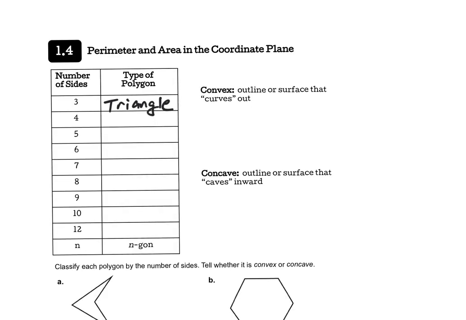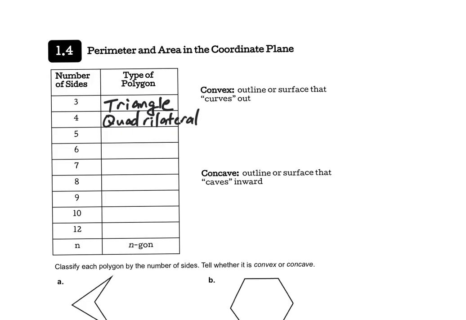Rectangle, square, right? There's a lot of four-sided figures. But the generic name for a four-sided figure is what we call the quadrilateral. Quad means four. So quadrilateral is a four-sided figure.